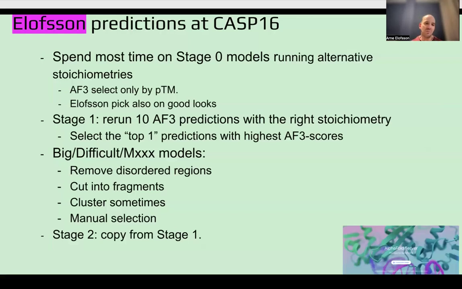I also did the same thing for big or difficult or these mixed models. I try things like removing disordered regions, running without them, cutting into fragments, clustering sometimes, and things like that to get things together. This is a manual suggestion. So I thought that this should help things.